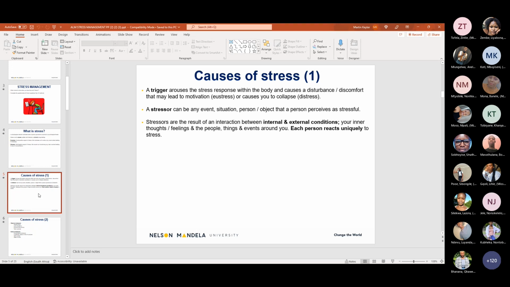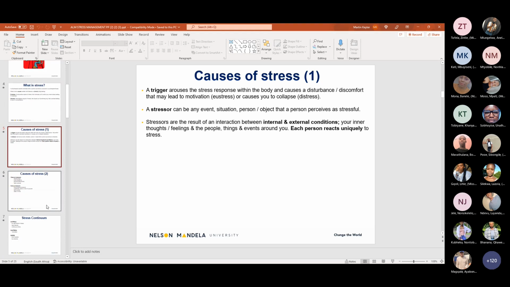So stresses are the result of an interaction between internal and external conditions. Your inner thoughts and feelings and the people, things, and events around you. Each person reacts uniquely to stress. Okay, so what is important here is that stresses are the result of an interaction between internal and external conditions.